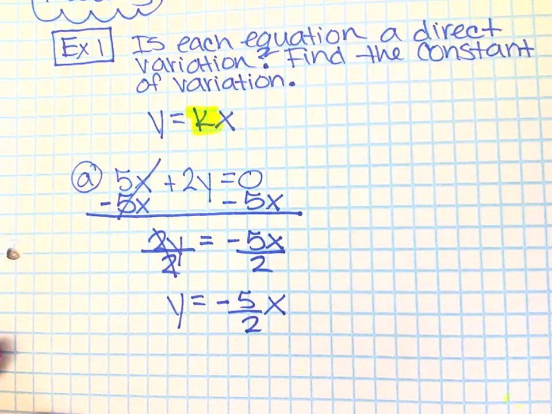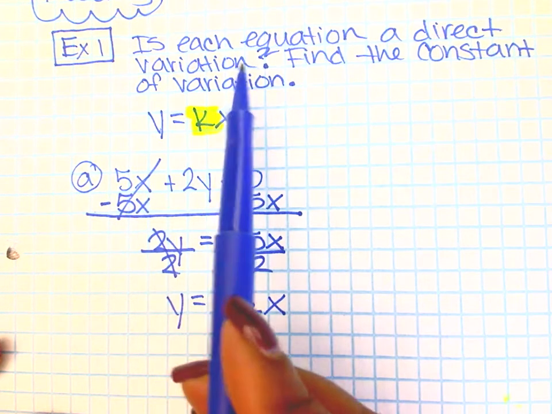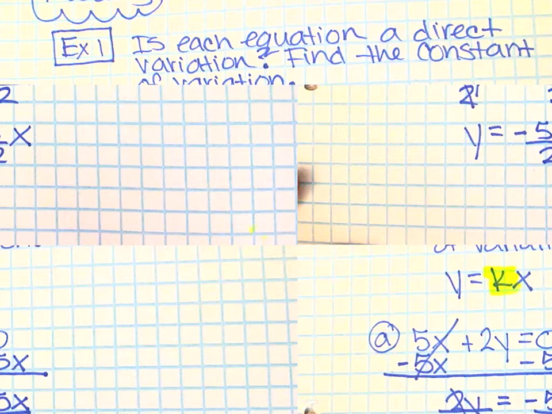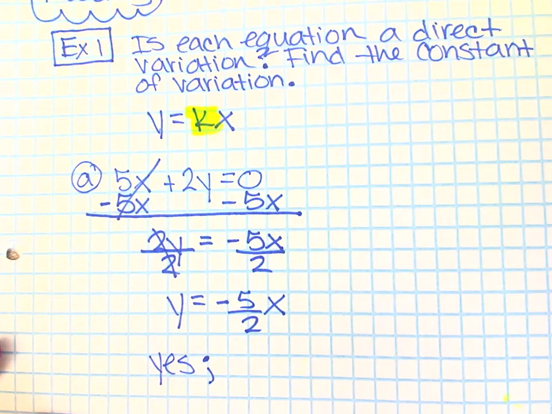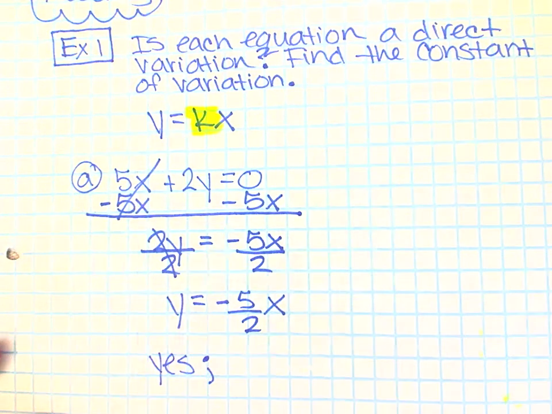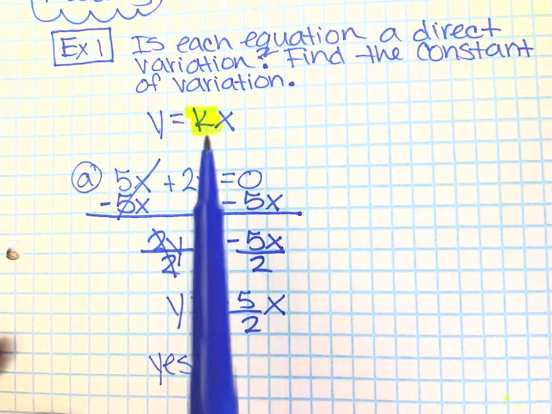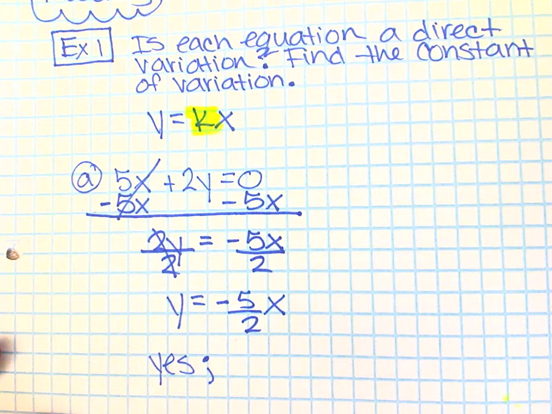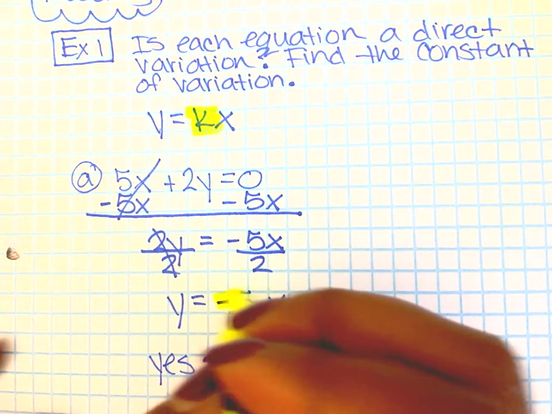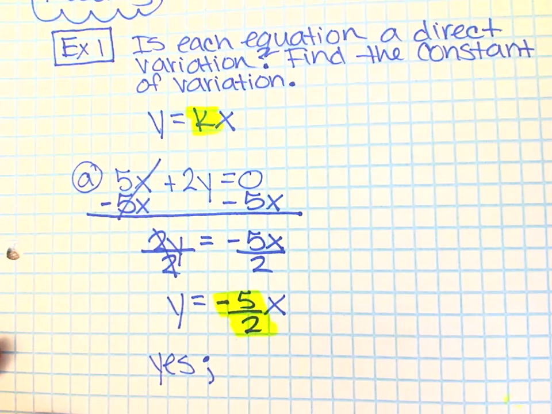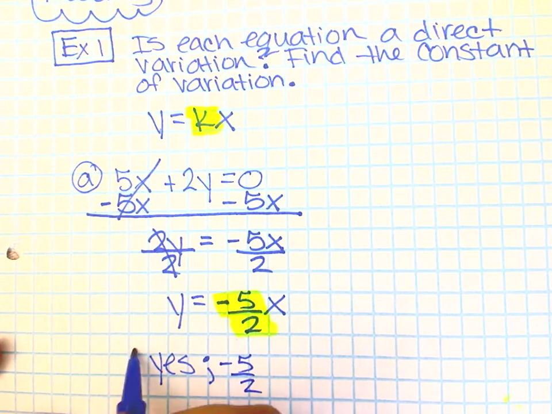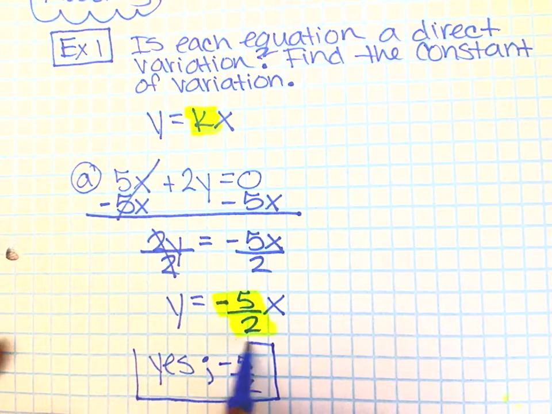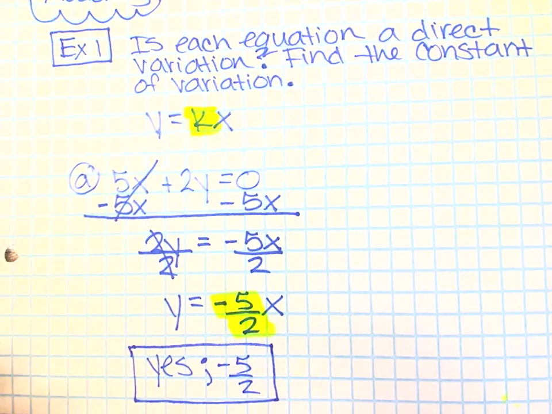Yes. So, is this direct variation? That's the first part of the question. Is it? Yes, because I can come up with that. So my first answer is yes. The second part to that question, it says, find the constant, which is k. So my constant is negative 5 over 2. Does everyone see where that matches? Negative 5 over 2. And then that's my answer. So I answered both parts of the problem.